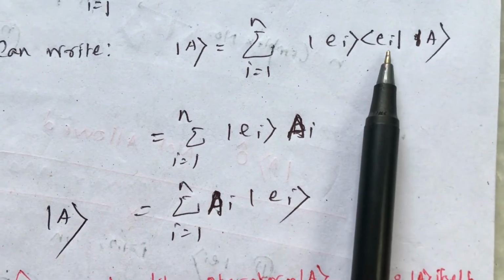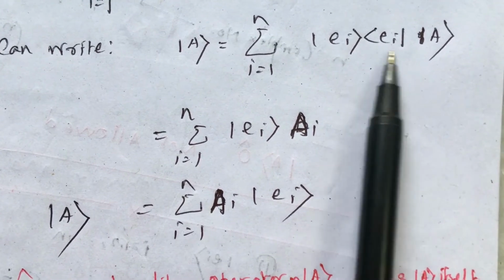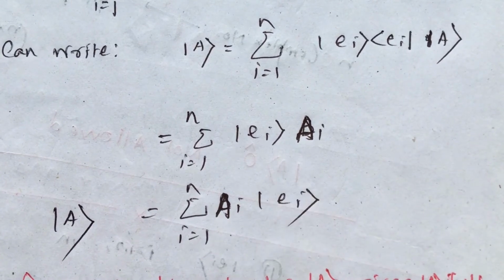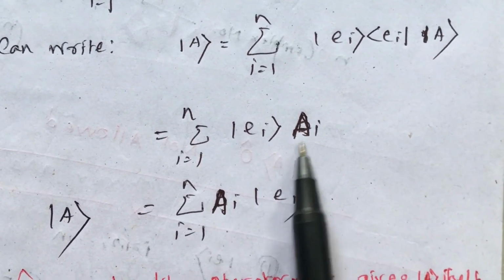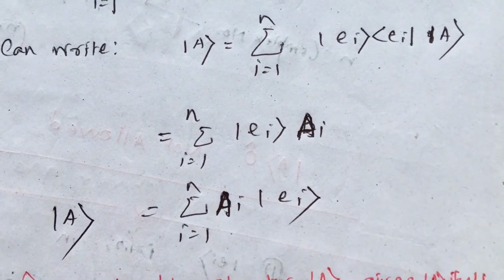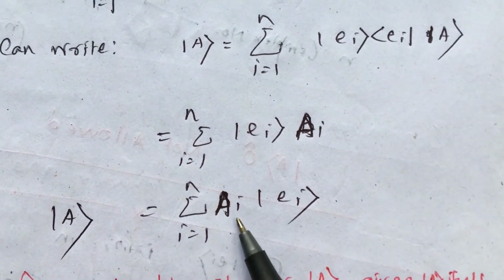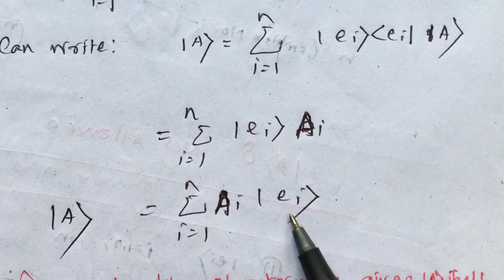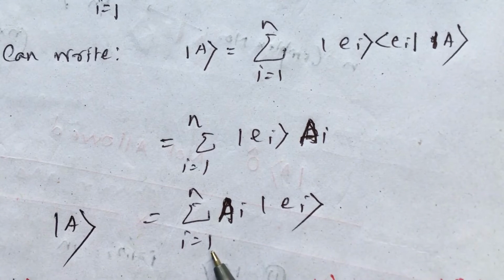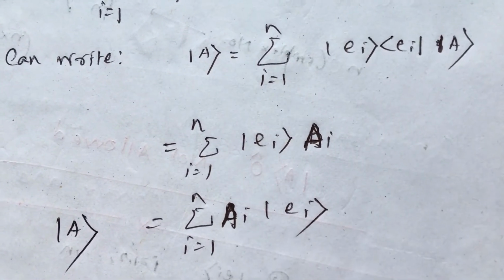And by the definition of components for this basis vector Ei, this scalar product, that is <Ei|A>, will give me the component Ai. Ai is a complex number, so I can write it wherever I want. This is a number. Position does not matter here. So I am writing this component Ai here, and my base vector is Ei, summation i equal to 1 to n. This is the completeness relation. What does it tell?